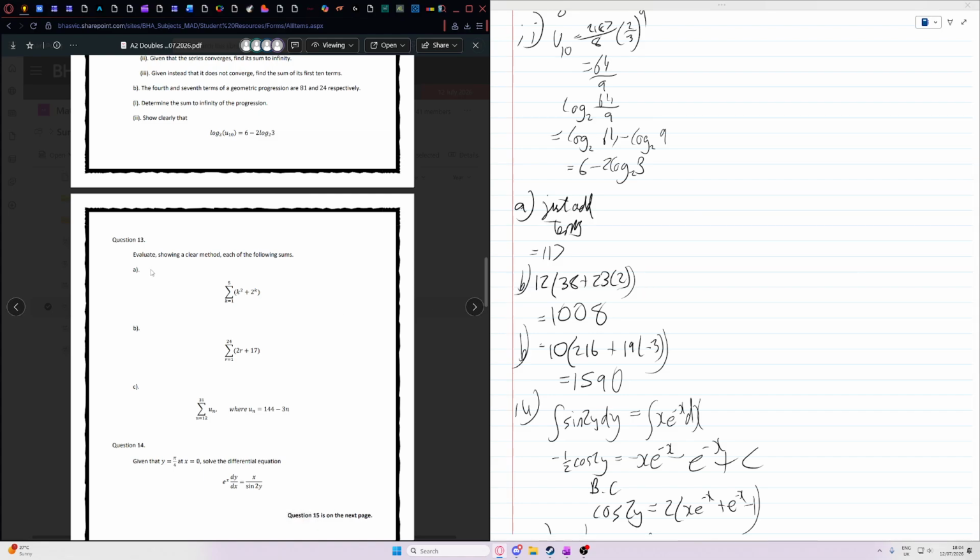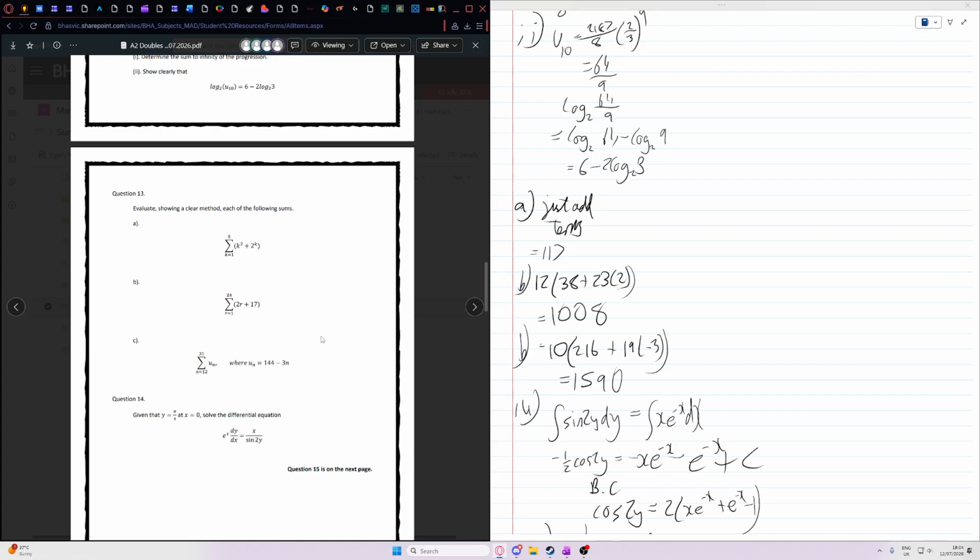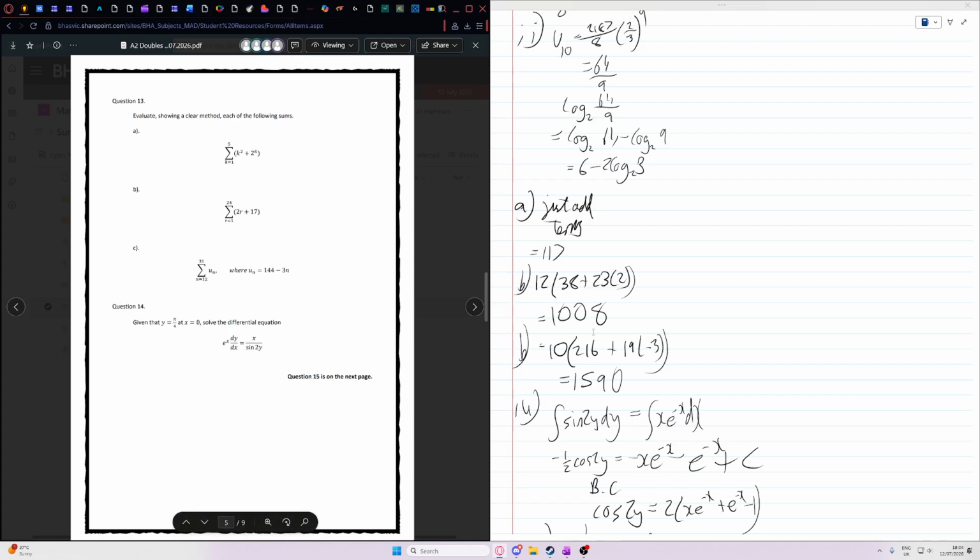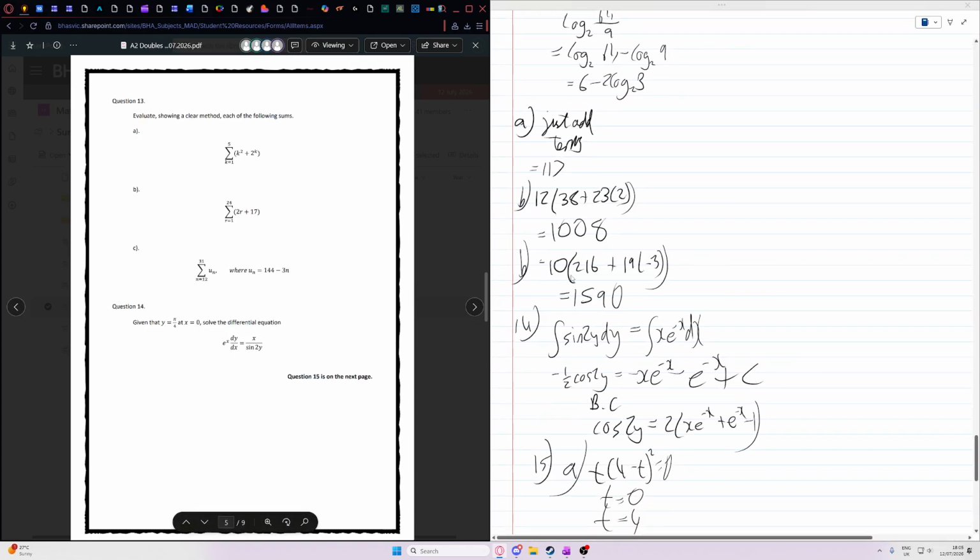This is quite a funny one because for part 13a, they probably wanted you to use the sum formulas for k squared and for 2 to the k, where k squared would just be 1/6 n(n plus 1)(2n plus 1), where n is 5, and then you would use the geometric series formula, but you can just add the terms because it's up to 5. Part B, you can use just the normal arithmetic series formula, first term 19. Then part C, the same thing, first term 108, common difference -3.